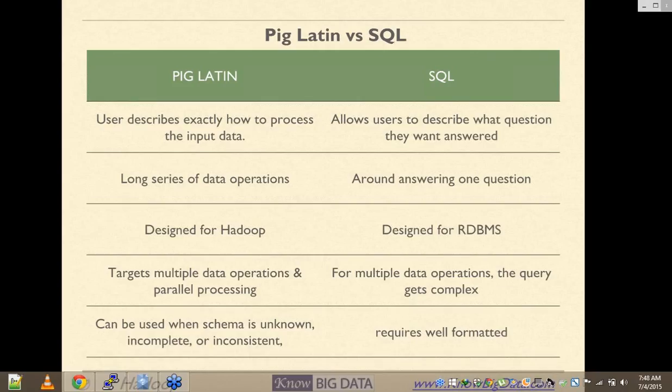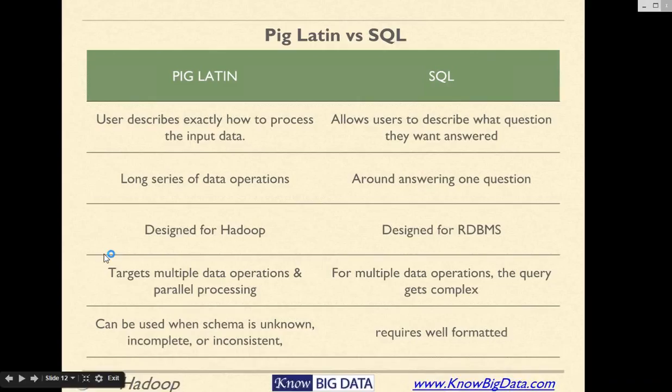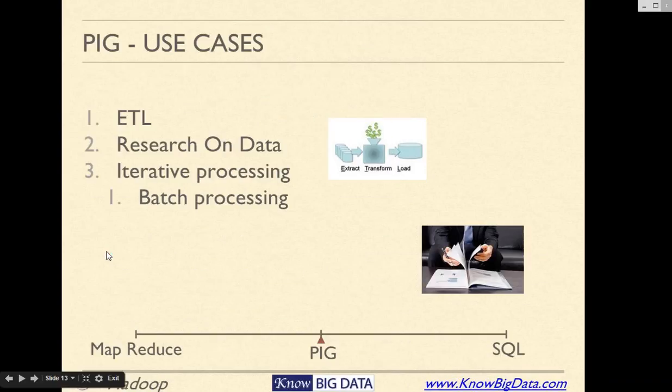If you want to operate on multiple data sets at a given time, Pig can do that for you. It can do parallel processing. It can read multiple data sets. But in SQL, this query is going to get really, really complex. Also, Pig can work with unstructured, semi-structured, and structured data, whereas SQL works only with structured data, right?